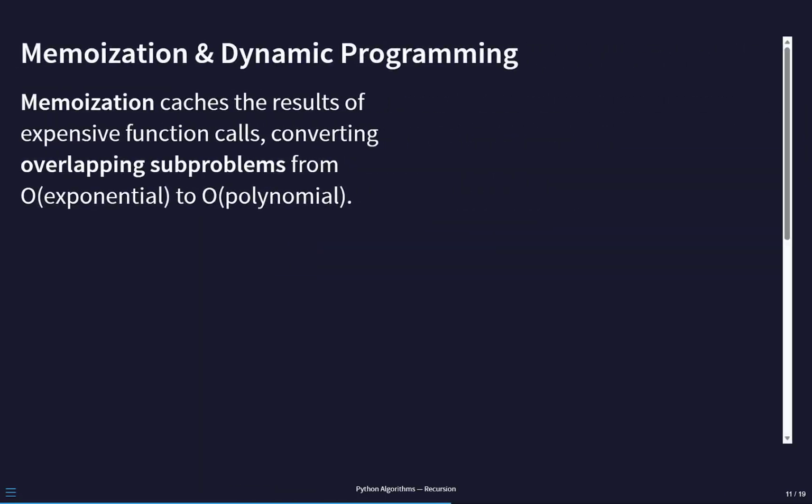We saw with Fibonacci that overlapping subproblems, recomputing the same input multiple times, is the enemy of naive recursion. Memoization caches results so each unique input is computed exactly once, converting exponential time to polynomial.